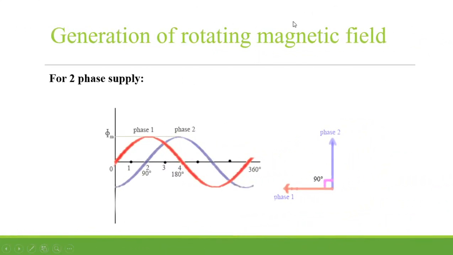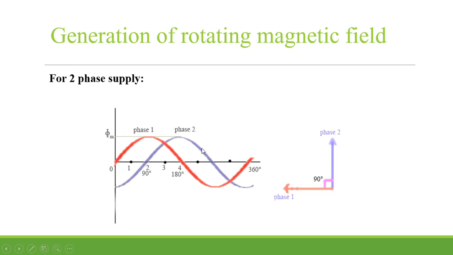So, for AC machines, this magnetic field is rotating in nature because of which the rotor rotates. Let us see how this magnetic field rotates. So, for a two-phase supply, let the phase 1 flux be given as phi equals phi m sin omega t. It will be starting from this reference and the second flux will be shifted 90 degrees after the first one. So this phase 2 flux will be given as phi equals phi m sin(omega t minus 90 degrees). This phase 1 and phase 2 both are separated by 90 degree angle.